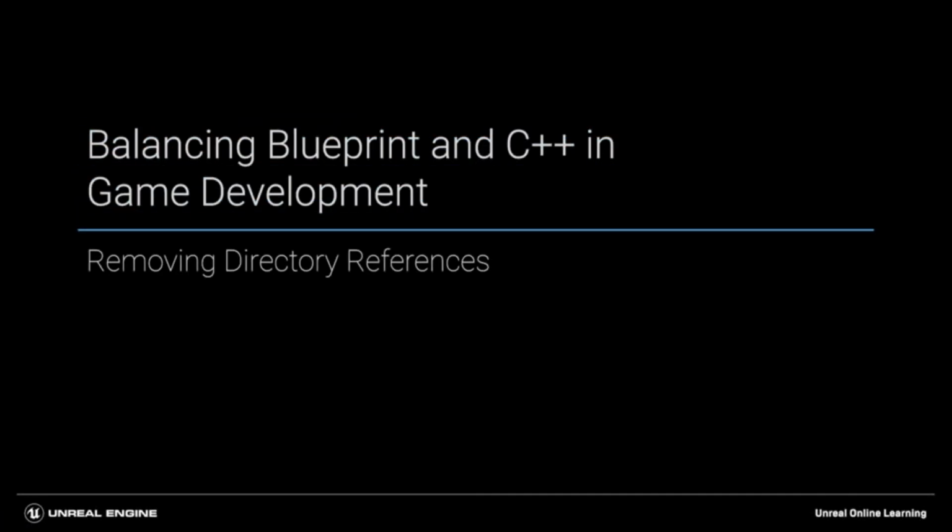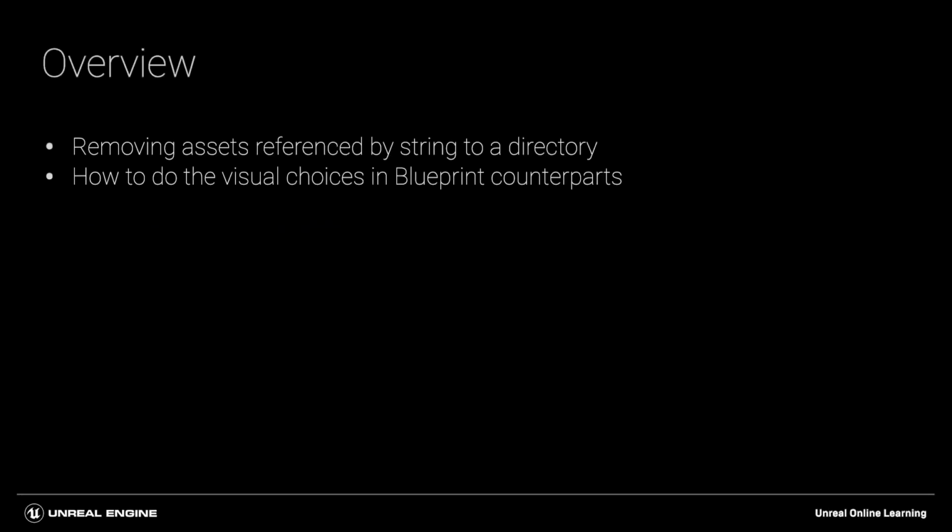In this module, we'll be removing any of the assets referenced by string to a directory and handle the kind of visual choices of that in their counterpart blueprints instead, so that we can see some of the benefits of working with those improvements we've now been making over the last couple of modules.